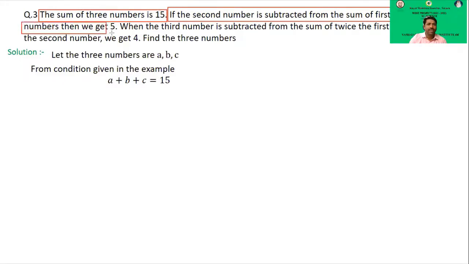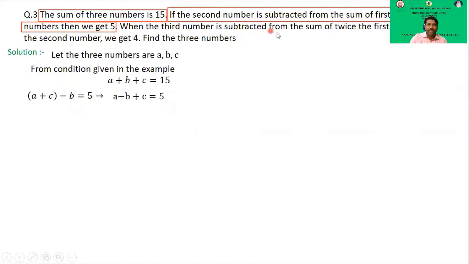Now the second condition: if the second number is subtracted from the sum of first and third numbers, then the number we get is 5. बघा second number पहिल्या आणि तिसऱ्या नंबरच्या बेरजेतून सबट्रॅक्ट करायचा आहे आणि आपल्याला 5 मिळतो. So here we have the second equation, A plus C minus B. Second number is subtracted from the sum of first and third numbers, we get 5. So here A minus B plus C is 5.